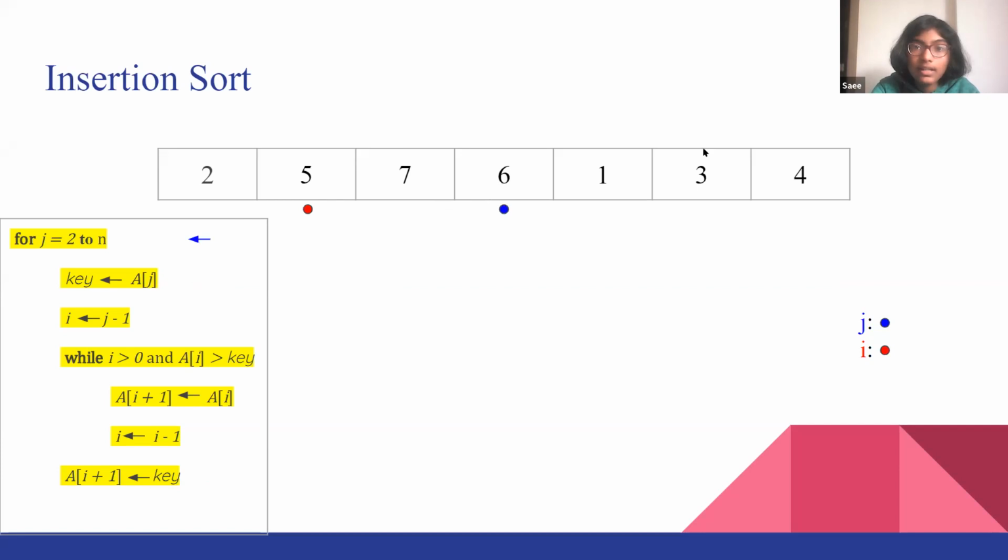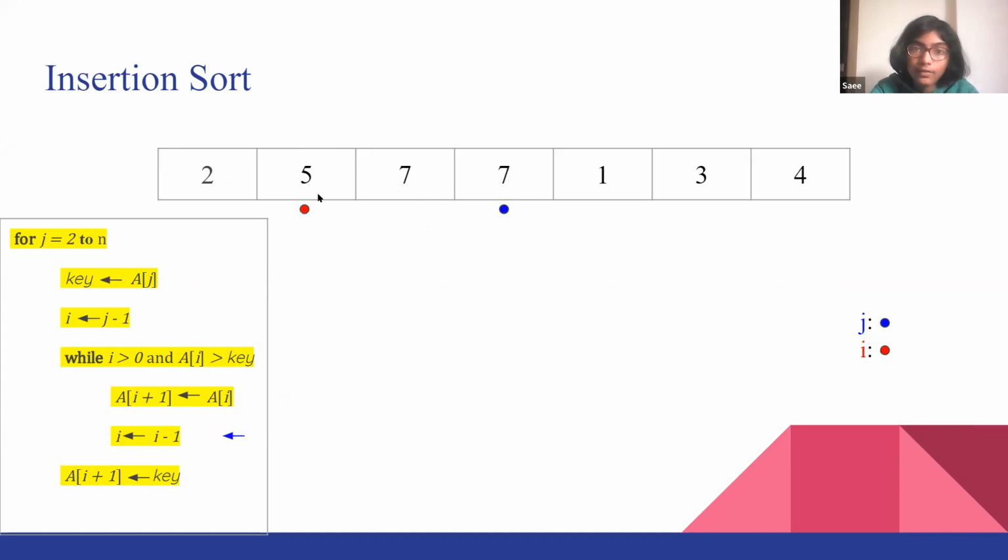So now we wanted to insert 6. So the value of key became 6. And now we have an already sorted array 2, 5, 7. How do we insert 6? We go and ask 7. 7, are you greater than me? If you are greater than me, then can you please shift to the right? So 7, 6 shifts to the right.